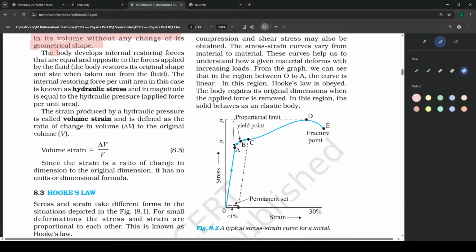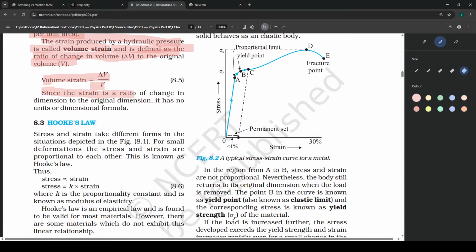The body develops internal restoring forces that are equal and opposite to the forces applied by the fluid. The body restores its original shape and size when taken out of the fluid. The internal restoring force per unit area in this case is known as hydraulic stress, and in magnitude it is equal to the applied hydraulic pressure per unit area. The strain produced by hydraulic pressure is called volume strain and is defined as the ratio of change in volume of the object to the original volume of the object. Volume strain is delta V by V. Since strain is a ratio of change in dimension to the original dimension, it has no units or dimensional formula. That is what I said.